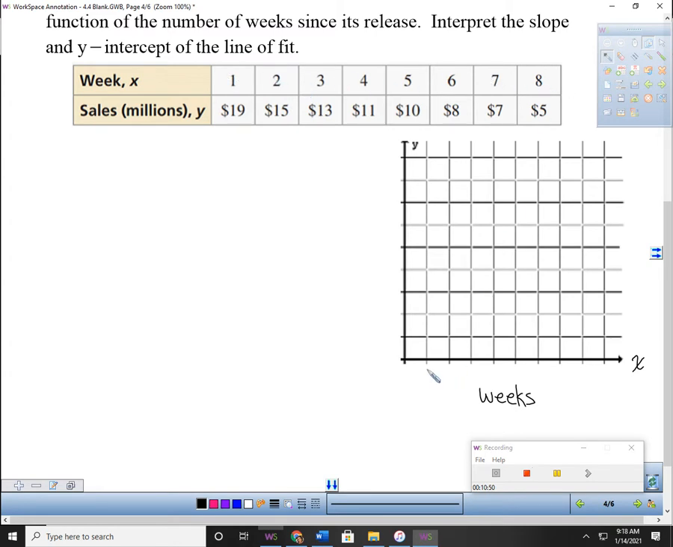So we're going to label these 1, 2, 3, 4, 5, 6, 7, and 8. So there's my x-axis. That represents this part of my table, right? Then we have our sales in millions. So over here you have sales. And you're going to make sure that you state that that's in millions.